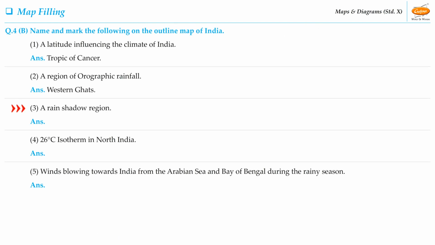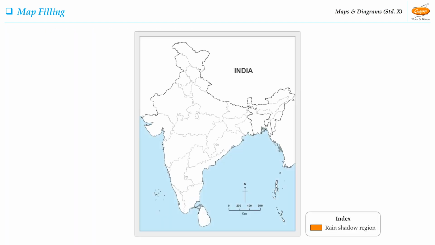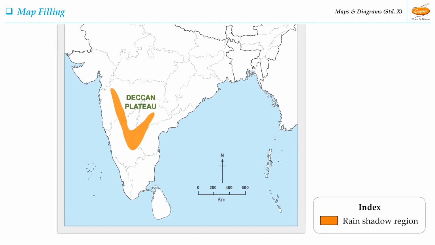Now, let's move on to the third question. Name a rain shadow region. Students, the Deccan Plateau is a rain shadow region on the map of India.